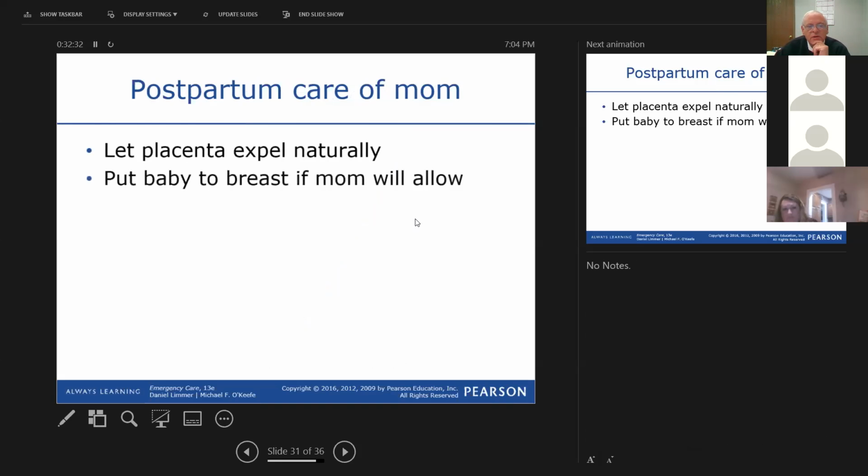Okay, let the placenta expel naturally. Again, don't pull on it. Let it come out on its own. What you're going to see is, if you've already cut the cord, all of a sudden the cord looks like it's getting longer. And that means the placenta is on its way out, okay?